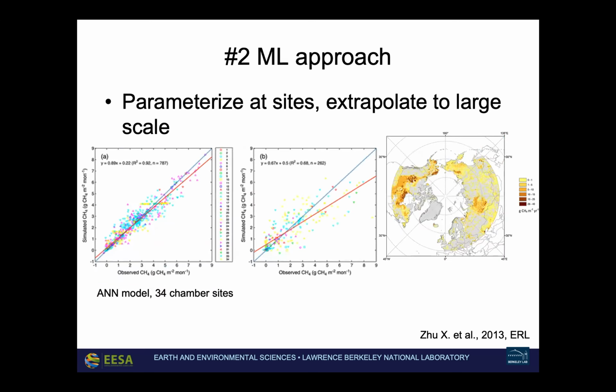And then the second approach is machine learning. This is the first literature that I can find using a neural network to do the upscaling for methane. It starts from 34 chamber sites, but it was able to do fairly reasonable, well-performing work on this calibration and also the testing data set. Then they were able to extrapolate that to the entire boreal active region using only those 34 chamber sites, which seems very reasonable. So we have two choices here.